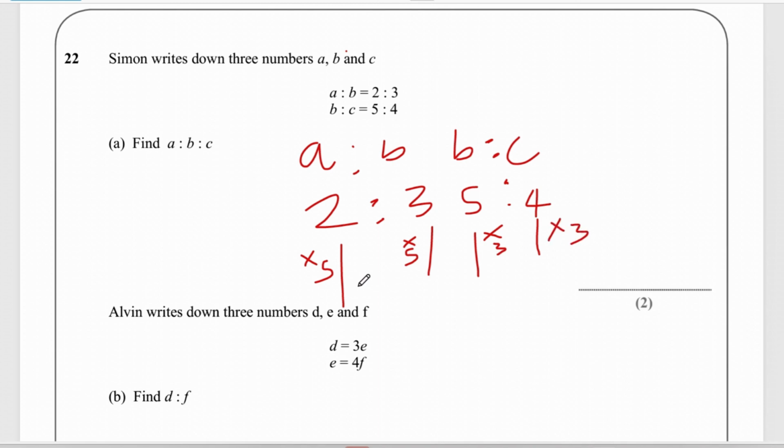All right. So let's go. 2 times 5 is 10. This is 10. And 3 times 5 is 15. So just like we're expecting, this is also 15. 5 times 3 is 15.